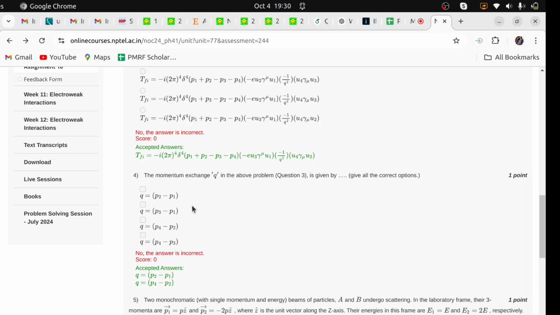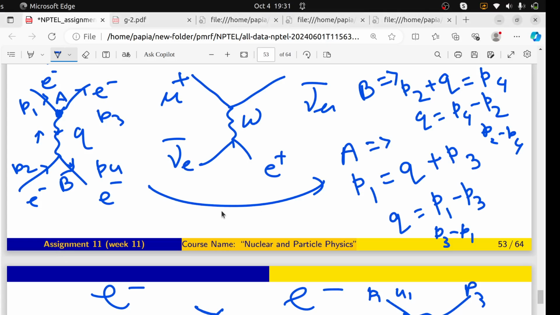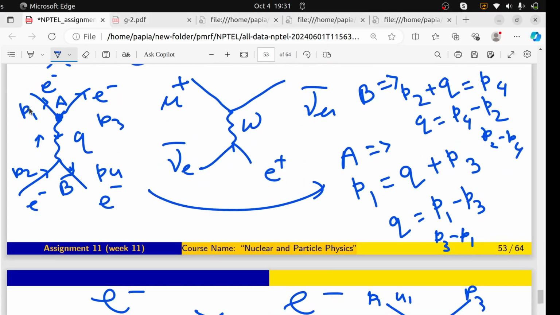And another option is P2 minus P1. P2 minus P1 is not correct, because you can see P2 and P1 are at different vertices. That will not be correct. Q will be only P1 minus P3 or P3 minus P1 or P2 minus P4 or P4 minus P2. These four options are possible.